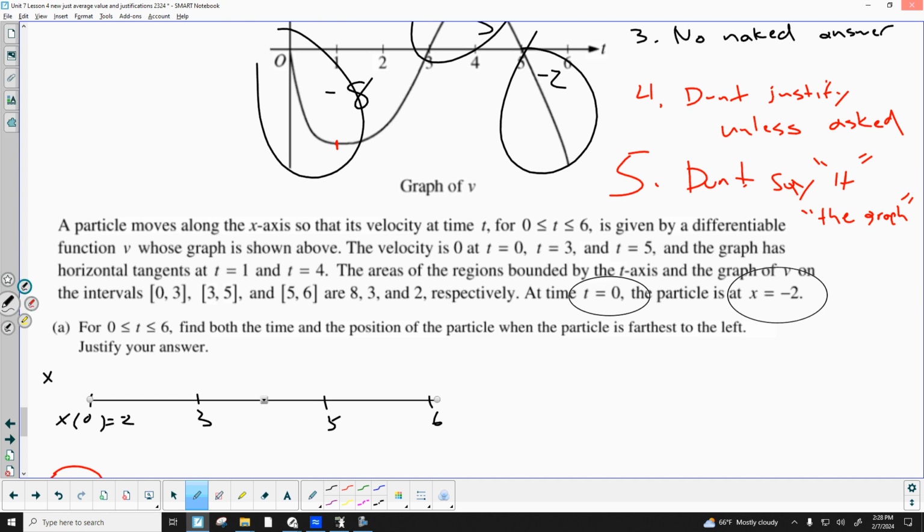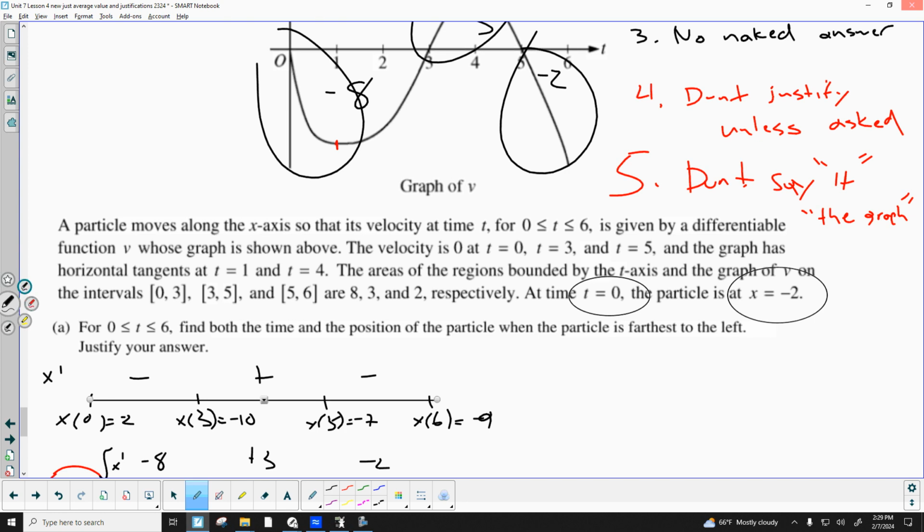We got our derivative that is negative and positive and negative. We got our accumulations, which are -8 and +3 and -2. Ready? We will find my position at time 3 is -10. My position at time 5 is -7. My position at time 6 is -9. Are we all cool with those positions? -2, -10, -7, -9. Yes, great.